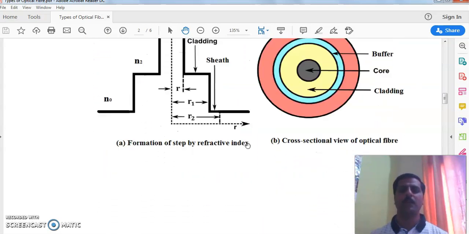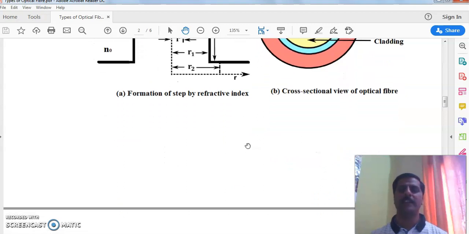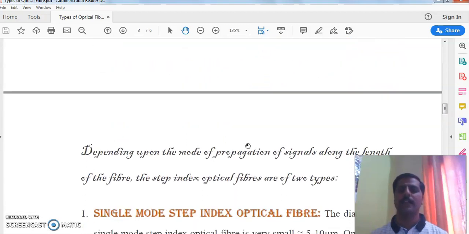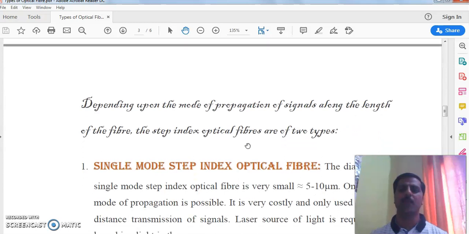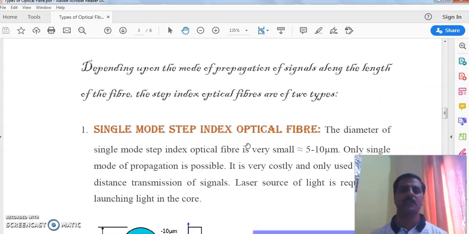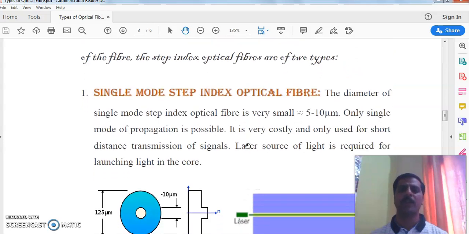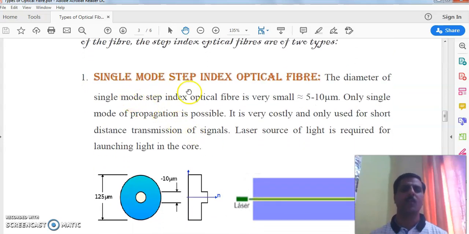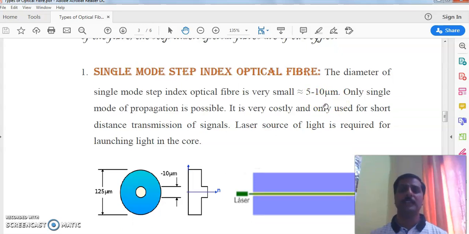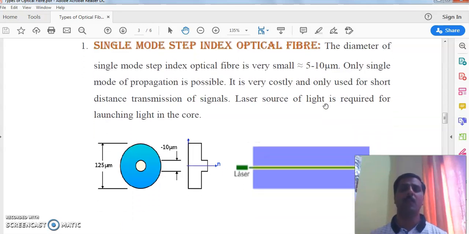Depending on the mode, meaning when light is launched in the core region, how it is propagated and transmitted along to the other end, depending on that mode, there are two types of step index optical fibers. First is the single mode step index optical fiber. This is a fiber whose diameter is very small, only 5 to 10 micrometer, and within that diameter only one mode of propagation is possible.